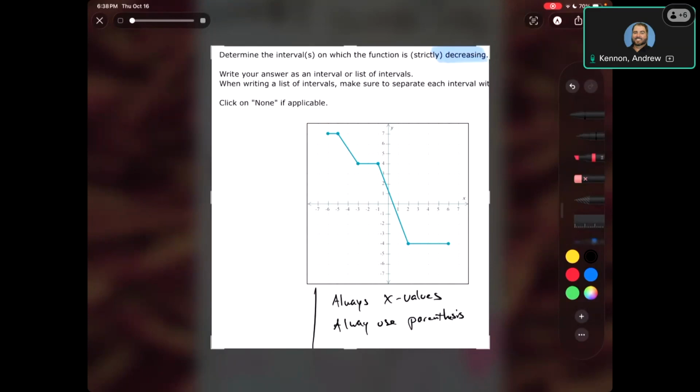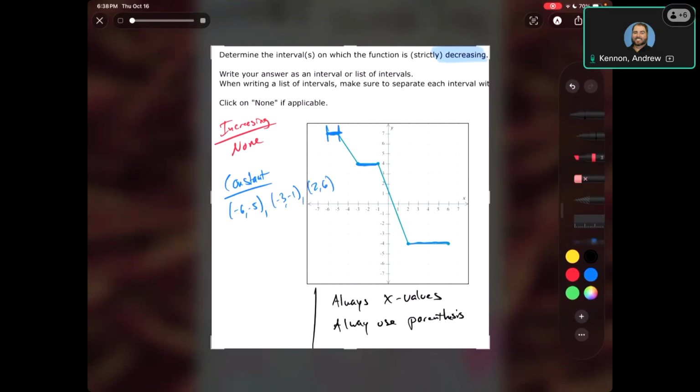Okay. So if I was to go through these, increasing, this one is never increasing. It's never going up. Constant, it is constant here, right? It is constant from -6 to -5. It is also constant from -3 to -1, and it's constant 2 to 6.